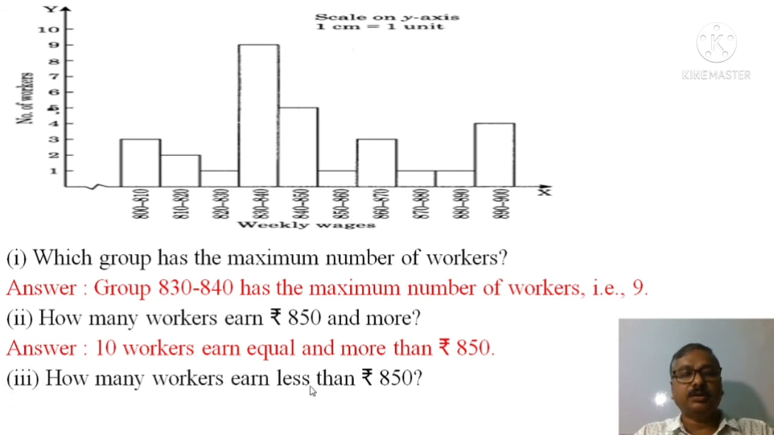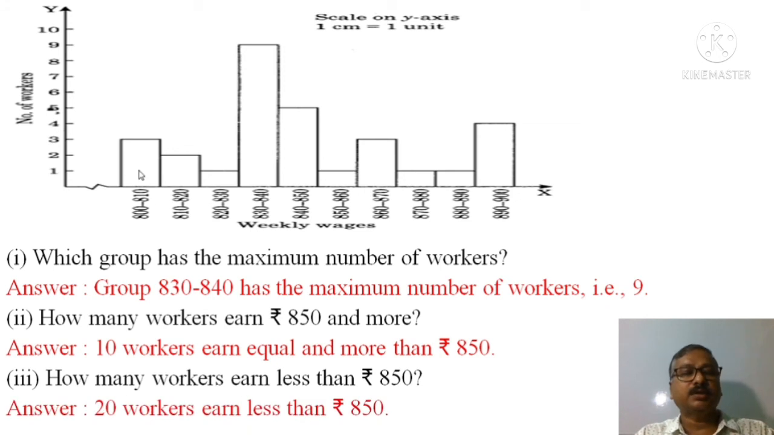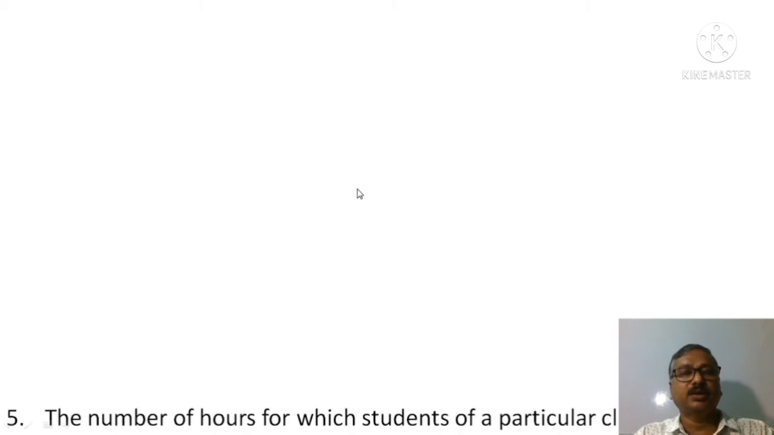How many workers earn less than 850? Less than 850 means this. So we have to add all of these, that is 20 workers. This is 4, this is 3, 2, 1, 9. So this is 850 and less. We have to add these also, 5. Then we get 20. Now another thing: if 850 and more is 10 and the total is 30 workers, definitely this part will be 20 workers, the number of workers whose weekly wages are less than 850. Since we already found that the part 850 or more is 10, and the total is 30 workers.